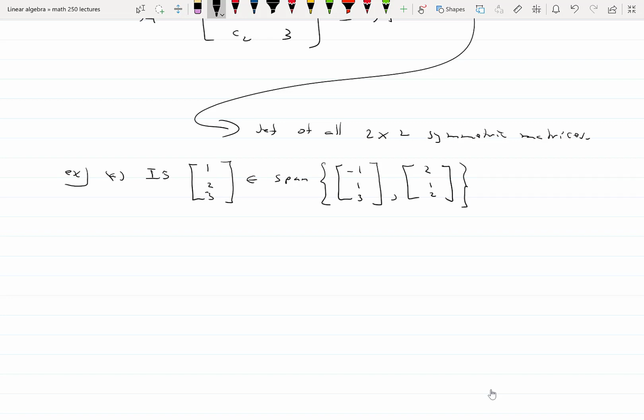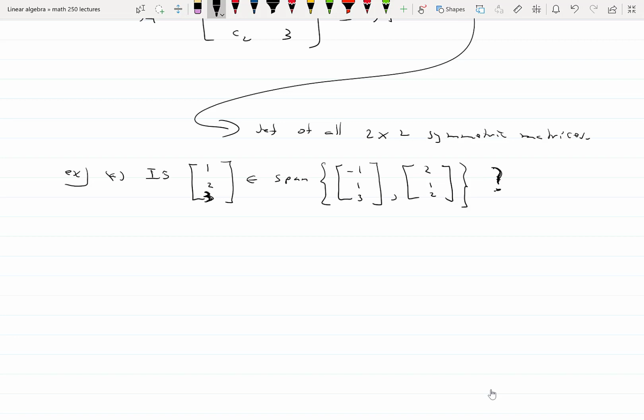This span is a vector space. It's a subspace of R3. How do I know it's a subspace of R3? Because I just finished proving that the span of a set of vectors is a subspace of a vector space. I have a question. The question is, the vector from R3, if you've had Calc 3, the point 1, 2, 3, is it in the span of these two other vectors?